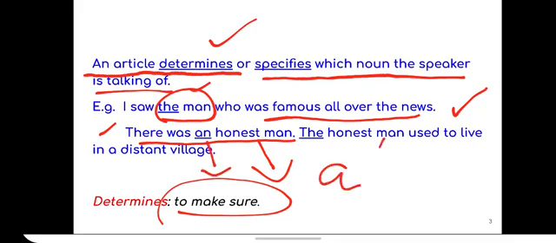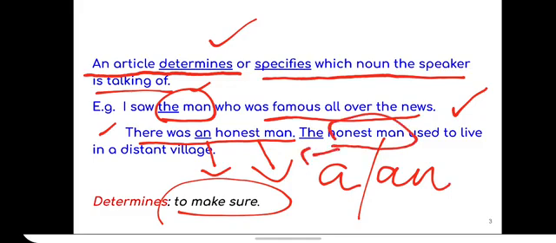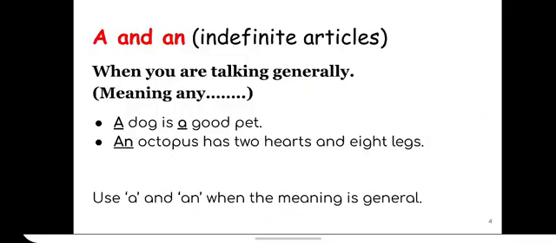A and an are used when we introduce an object or a noun for the first time. Now the second time it is introduced, like the honest man used to live in a distant village, we now know this honest man, and therefore we use the article the before it. So these are just some simple examples to clarify your understanding and doubt.